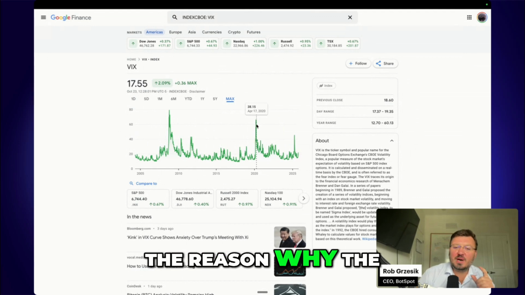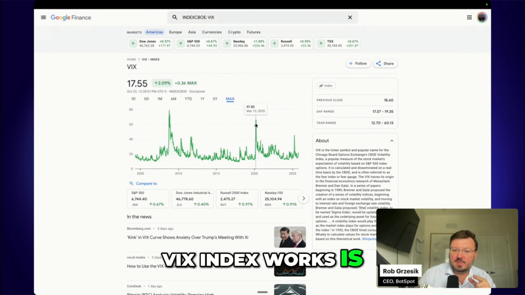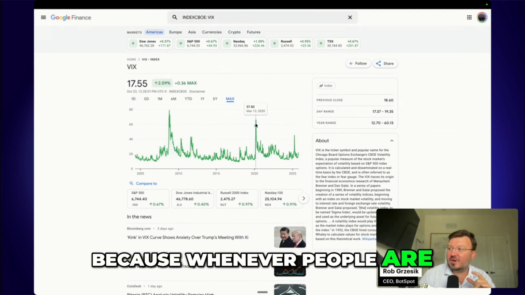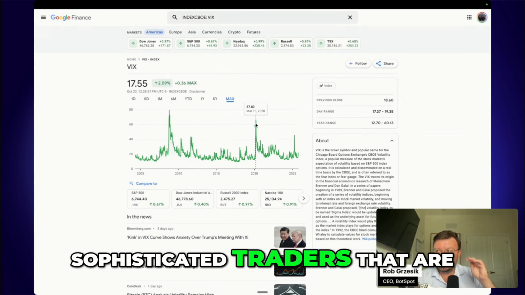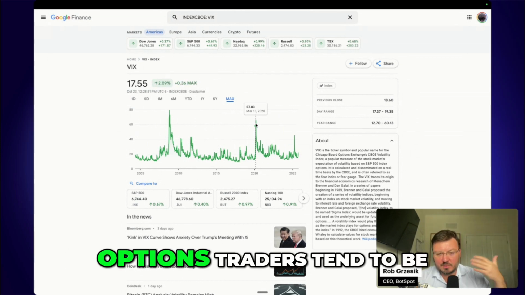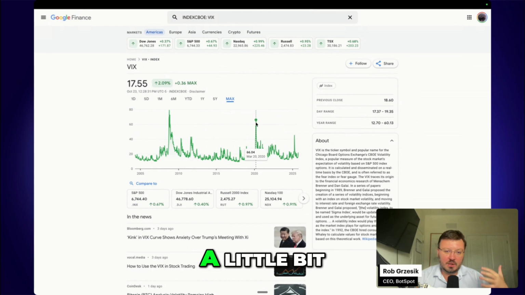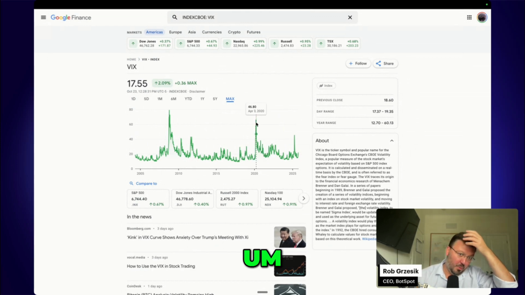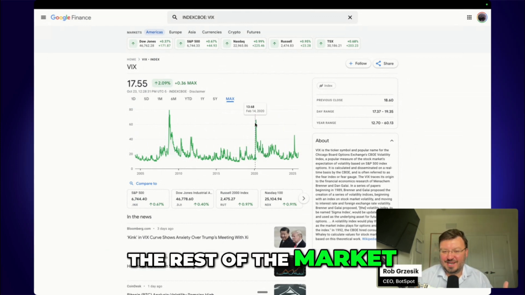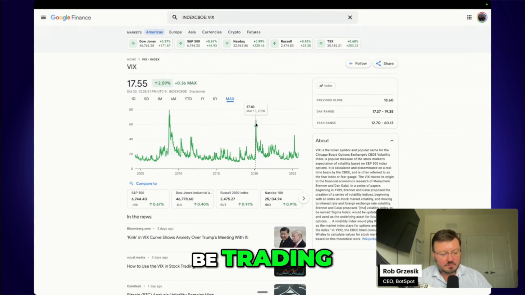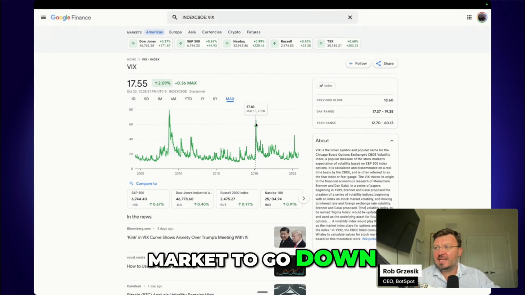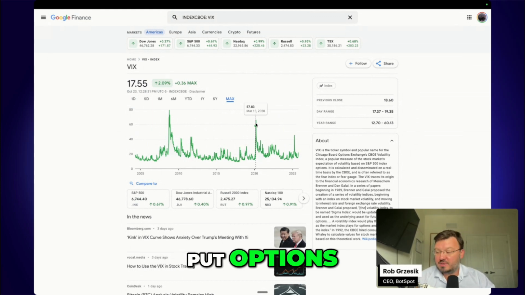So the reason why the VIX index works is because whenever people are expecting the stock market to go down, and these are usually sophisticated traders that are trading in options, the options traders tend to be a little bit more highly educated than the rest of the market. Let's put it that way, because it is a more complex thing to be trading. So whenever they're expecting the stock market to go down, they tend to buy put options.